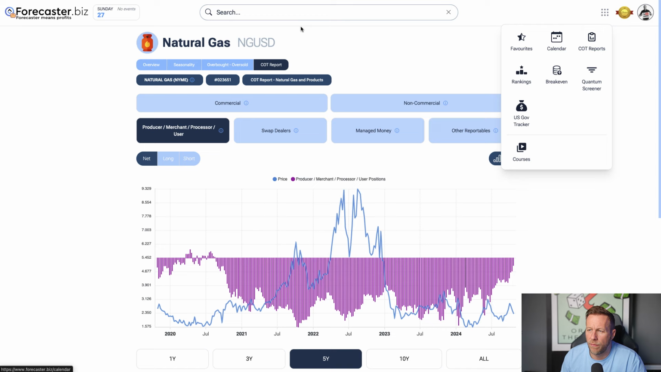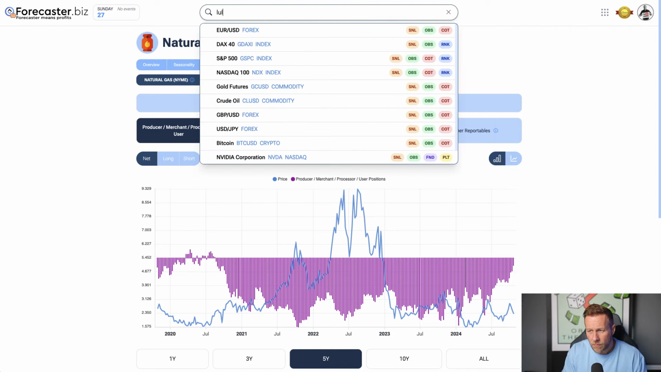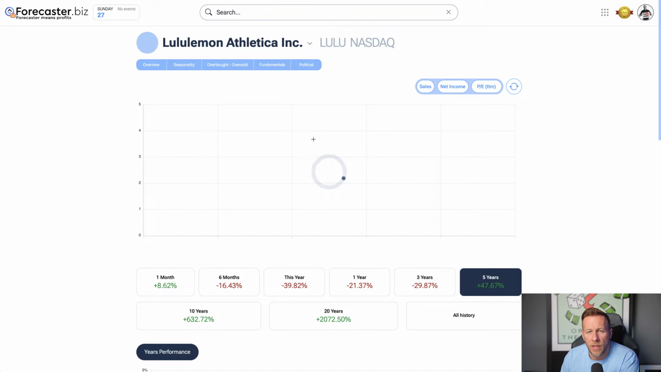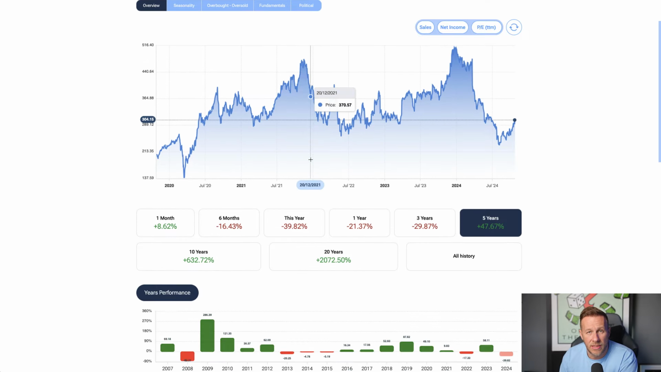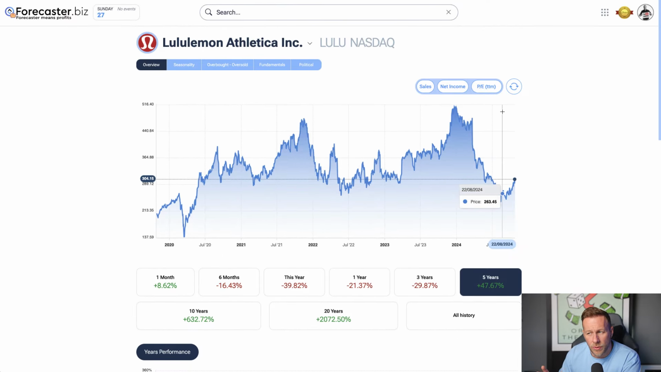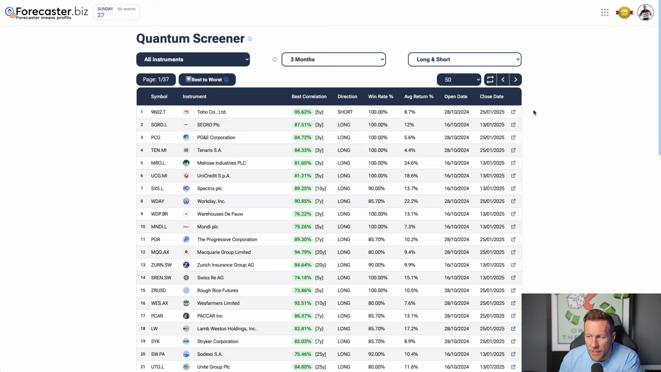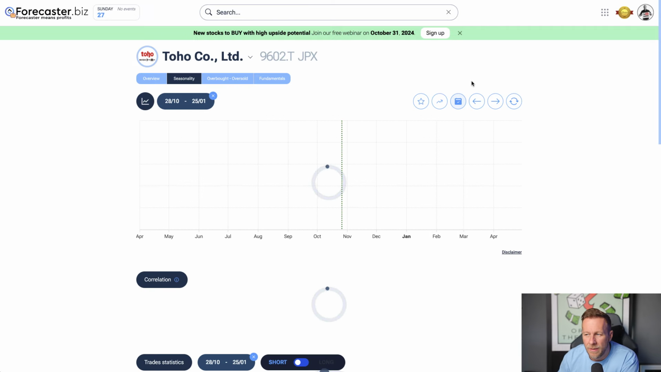I just want to cover off something else, which is, let's just go back to Lululemon. If you find one of these that are interesting to you and you want to drill down a little bit more, or you want to add it to one of your favorites, what you can do is, if we go to the quantum screener and you find one here, or you go to a particular stock and you do it there, right? You can go back to Lululemon or PayPal or whoever.